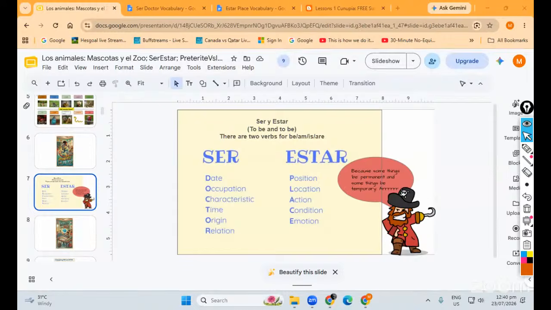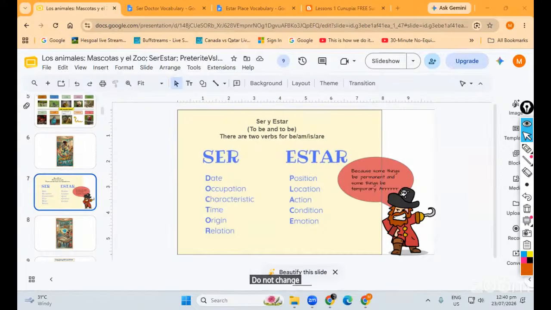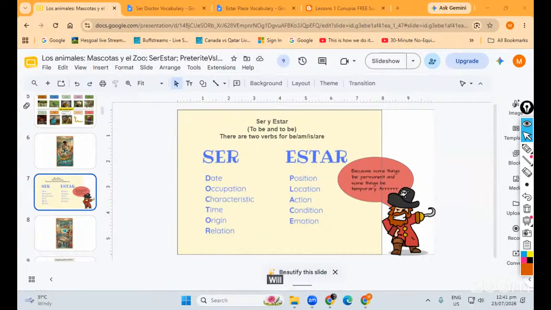All right. Ser and estar, to be and to be, right? We've already gone through this. We use ser for permanent things, things that do not change. Now I'm saying this, and then you're going to look at a couple of them and say, but miss. So for now, just go with the more or less permanent things that do not change. And estar is for things that will change. They are not permanent. They are not fixed, right?